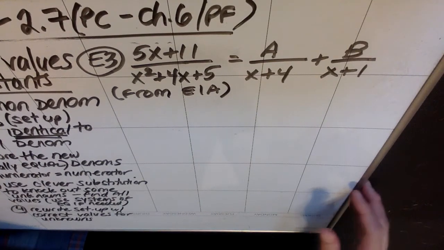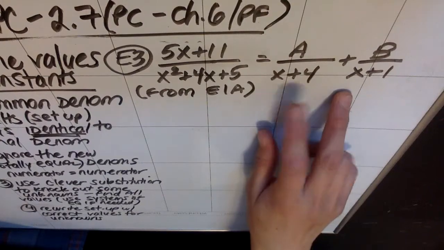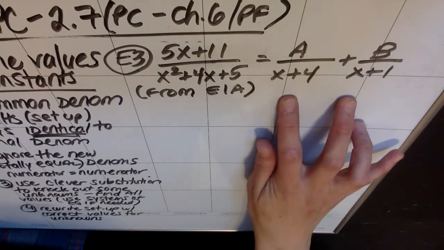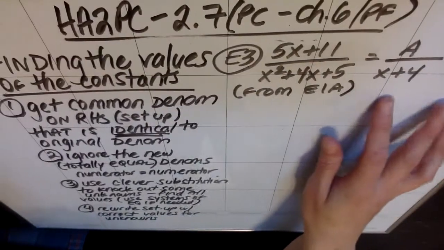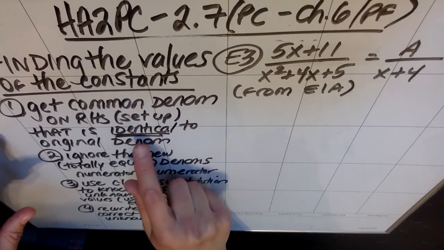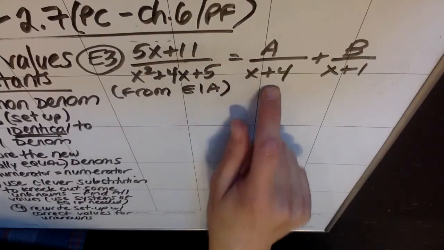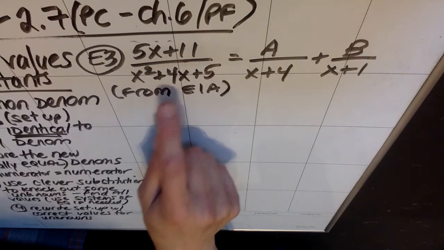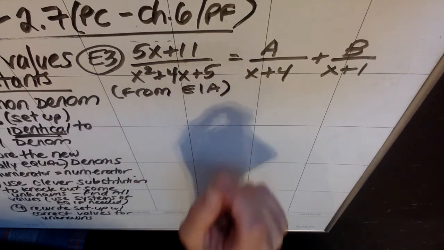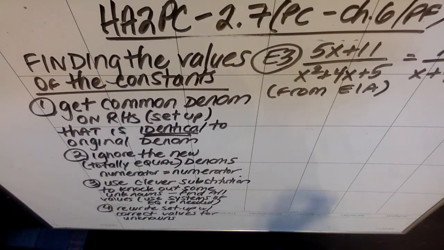So, what you want to do is on your setup side over here, you want to get a common denominator, but, and this is very, very important, you want that common denominator to be identical to the original denominator, meaning whatever common denominator I get over here had better be an x squared plus 4x plus 5 if I clean it up, right?